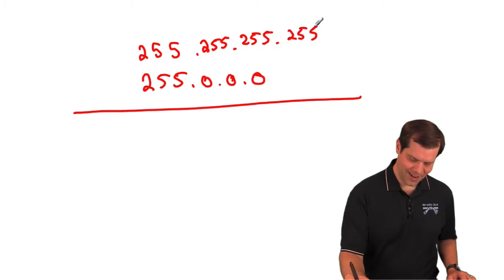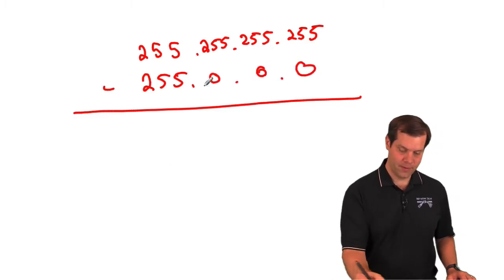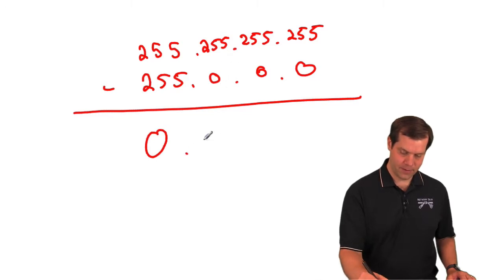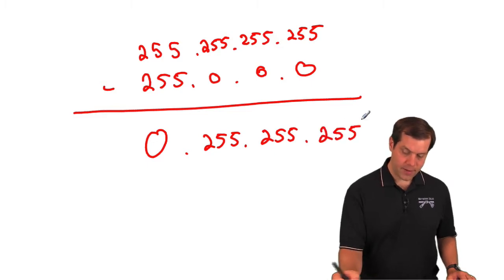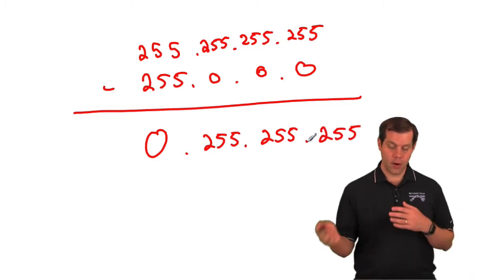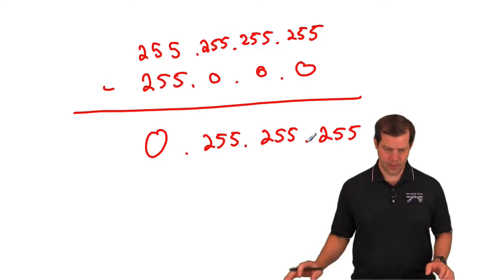And now these don't line up. Let me make them line up real quick so it looks a little bit better. So 255.0.0.0. If I subtract 255 minus 255, that is 0. 255 minus 0 is 255. 255, 255. So that's how you can come up with the wildcard mask if you already know what the normal subnet mask would be. Super easy method for you to do that.